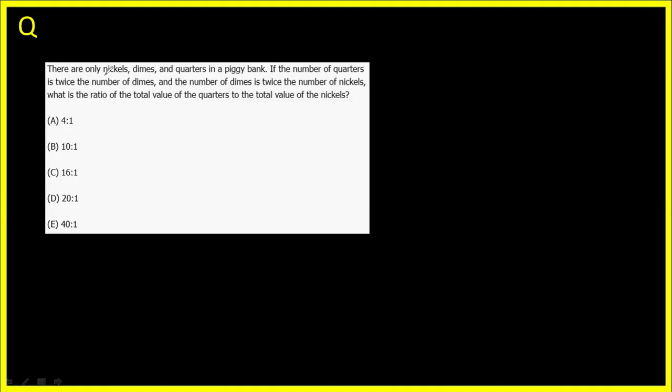There are only nickels, dimes, and quarters in a piggy bank. If the number of the quarters is twice the number of the dimes and the number of dimes is twice the number of nickels, what is the ratio of the total value of quarters to the total value of nickels?